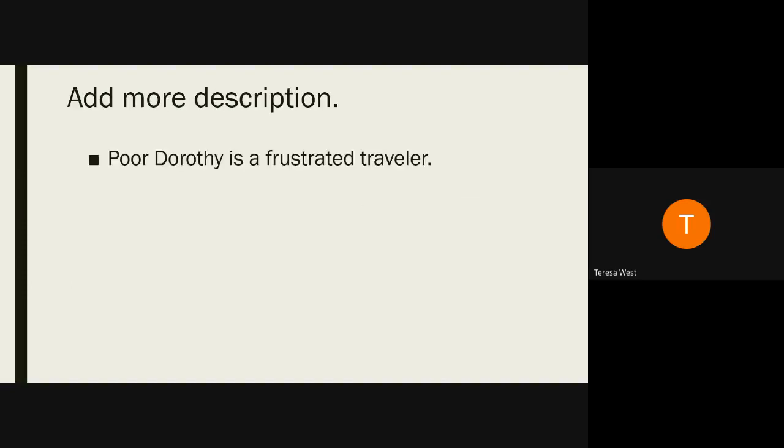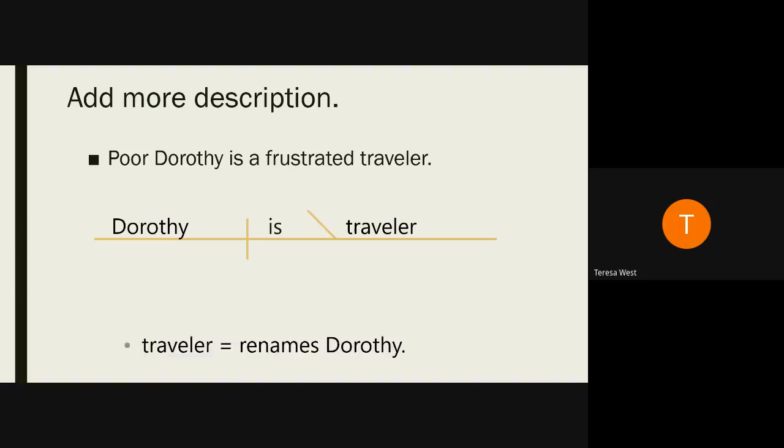Add more description. Poor Dorothy is a frustrated traveler. Dorothy is traveler, right? So Dorothy and is, subject verb. Traveler is the subject complement because it renames Dorothy. It's a predicate noun. What type of Dorothy right now is poor? And she is a frustrated traveler.